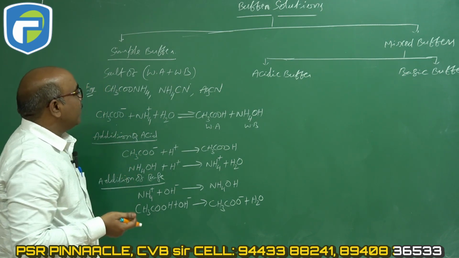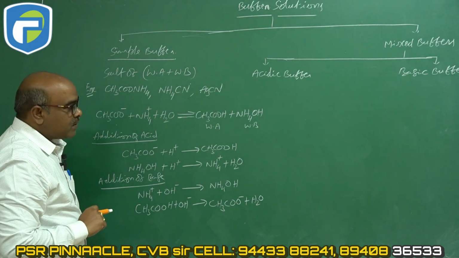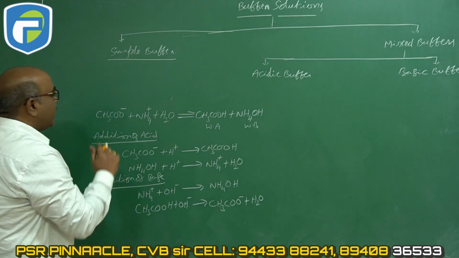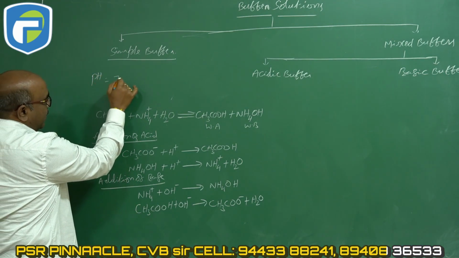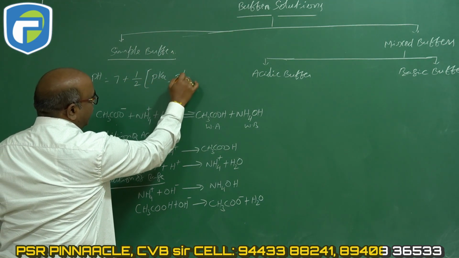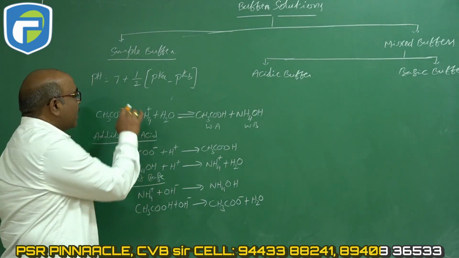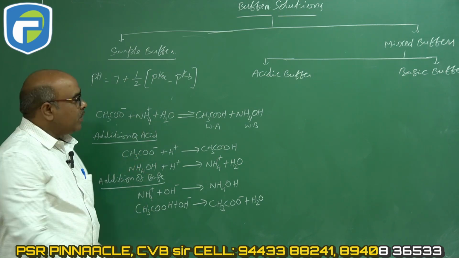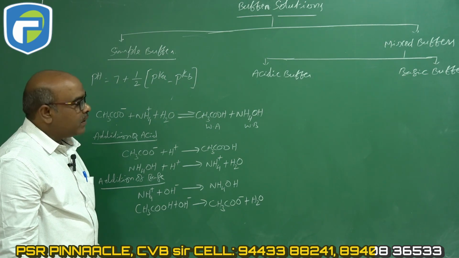So this is a simple buffer, a salt of weak acid and weak base. For calculation of pH, we already have the formula from salt hydrolysis for a salt of weak acid and weak base: pH equals 7 plus 1 by 2 into pKa minus pKb. This is the calculation of pH of a buffer solution in the case of simple buffers. Here there is no concentration term; it does not depend on the concentration of the salt.